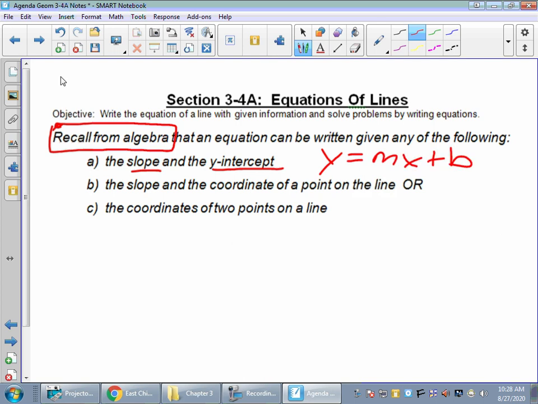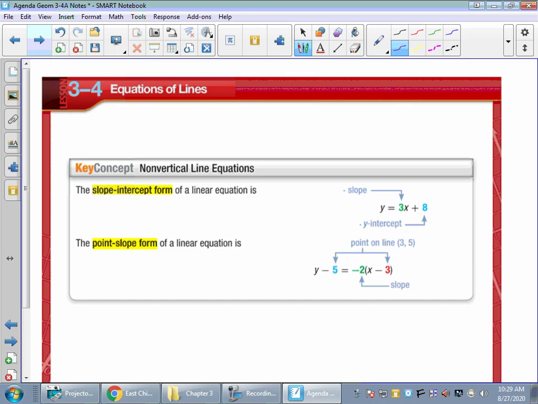Okay, and then the next one would be if we found the slope and the coordinates of a point on the line. So that's a slope and a point. We would call that point-slope, if you remember that from algebra as well. Or sometimes we would have just the coordinates of 2 points on a line. And if we had the coordinates of 2 points, well, then the first thing you're going to have to do is find your slope, find your m value, then you can go ahead from there. So let's take a look at some of those equations of lines and how we write them.